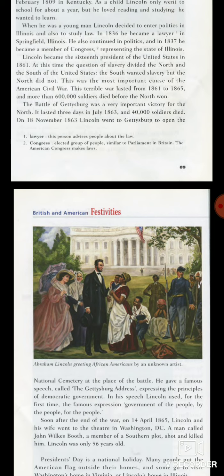In his speech, Lincoln used, for the first time, the famous expression, government of the people, by the people, for the people. Soon after the end of the war, on 14 April 1865, Lincoln and his wife went to the theater in Washington, D.C. A man called John Wilkes Booth, a member of a Southern plot, shot and killed him. Lincoln was only 56 years old.